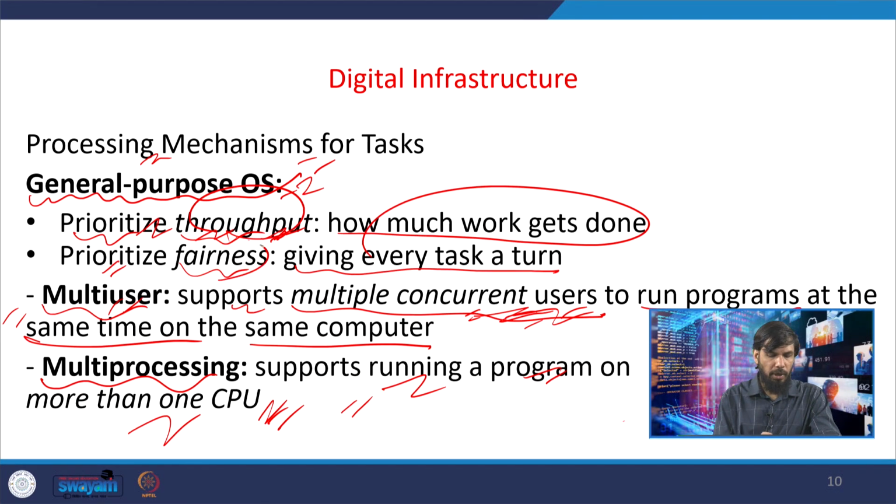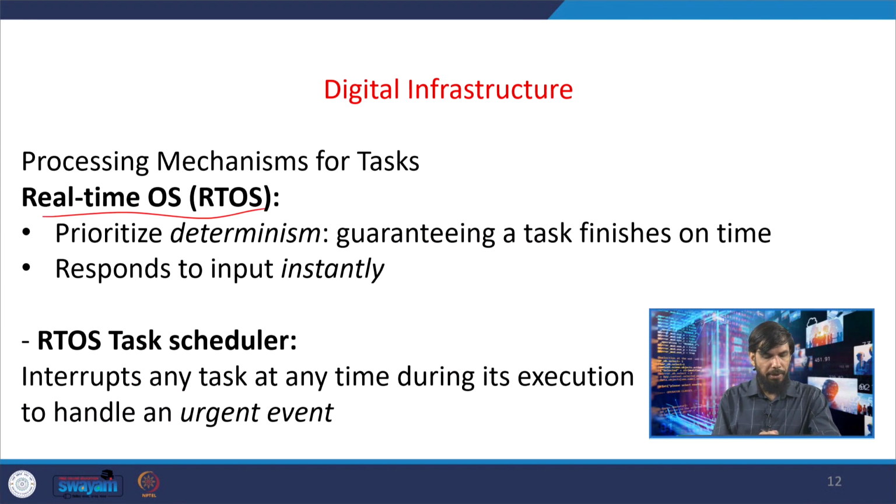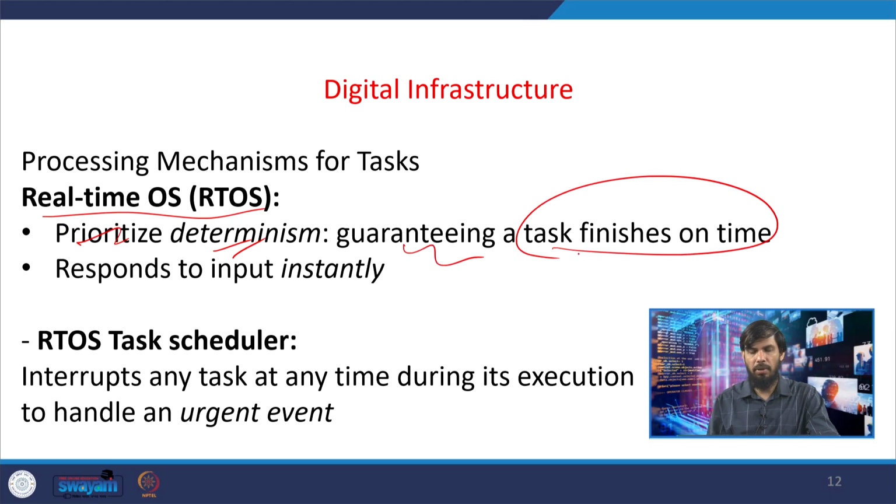A general purpose OS prioritizes throughput and fairness. That means how much work gets done. You want to do more, so throughput should be more, and for fairness, every task should get done. But here, what do we prioritize? We prioritize determinism, that means guaranteeing that a task finishes on time, right. Within the exact time span that we want it to finish, we want to guarantee that a task will finish on time. And this is real time, so the response to input should be instant. When input comes, an immediate response to that input is given, or handled, by the real time operating system.